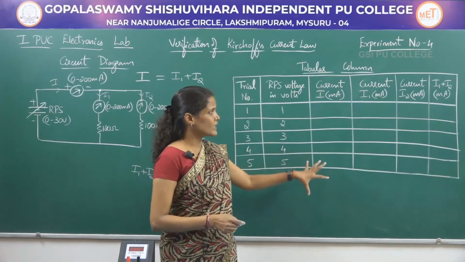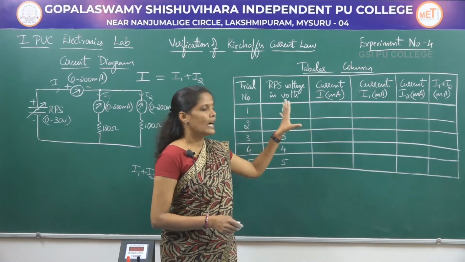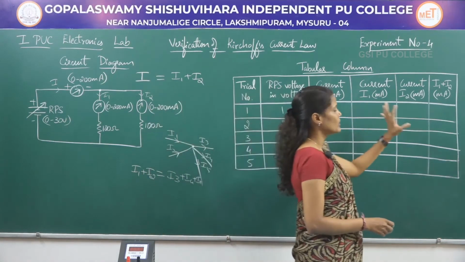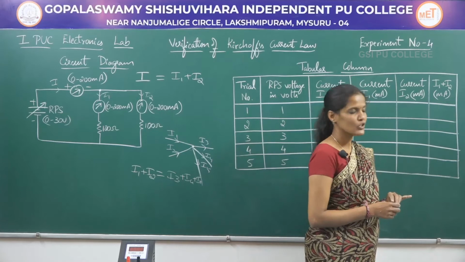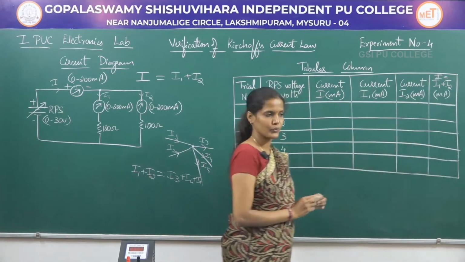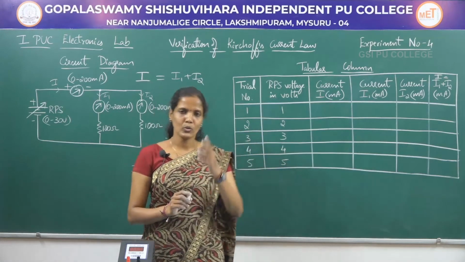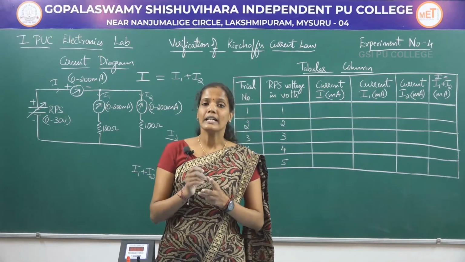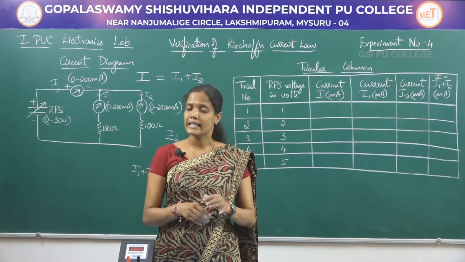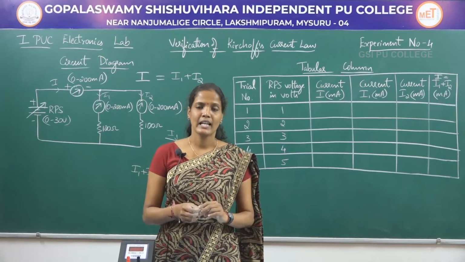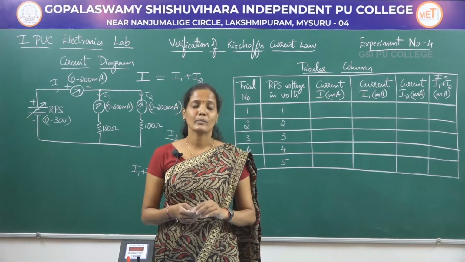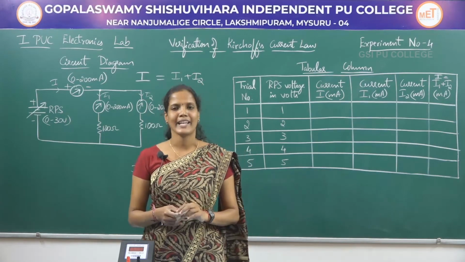So after taking down all the 3 different values I, I1, I2 for different RPS voltages, we have to do the last part, that is the calculation part, where I must be equal to I1 plus I2. So for this, I already told you we will be using 3 ammeters, each having a range of 0 to 200 milliamps. Each are DC ammeters, 2 resistors, each having a value of 100 ohms and 1 RPS. So let us begin with the circuit connection of this experiment.